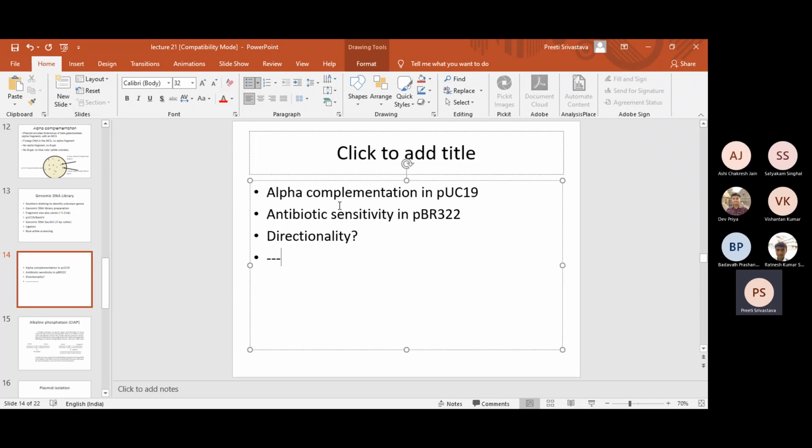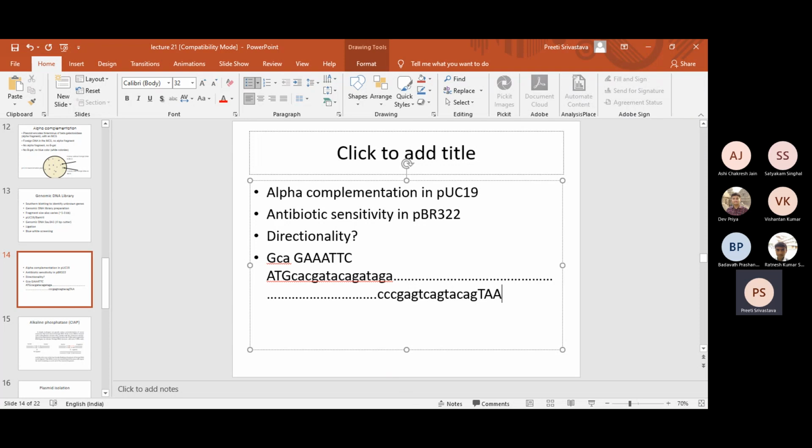So what I mean by directionality is that if you remember, in the PCR product we had GAATTC, and let's say we added a few bases like GCA, and then GAATTC, followed by ATG, and then CAC, something like this, and this goes on, and then again you have some sequence, for example CCC, GAG, TCAG, and ultimately the stop codon, TAA, TGA, right? Any of these stop codons.